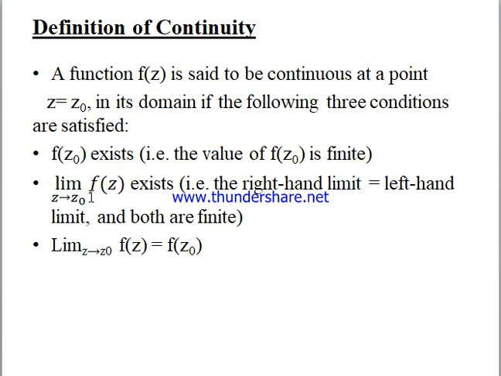Then limit z tends to z0 f(z) exists, means that right hand side limit and left hand side limit both are finite, then the limit function exists. Final condition is limit z tends to z0 f(z) = f(z0). This is the very important point for continuity of f(z) at z = z0.